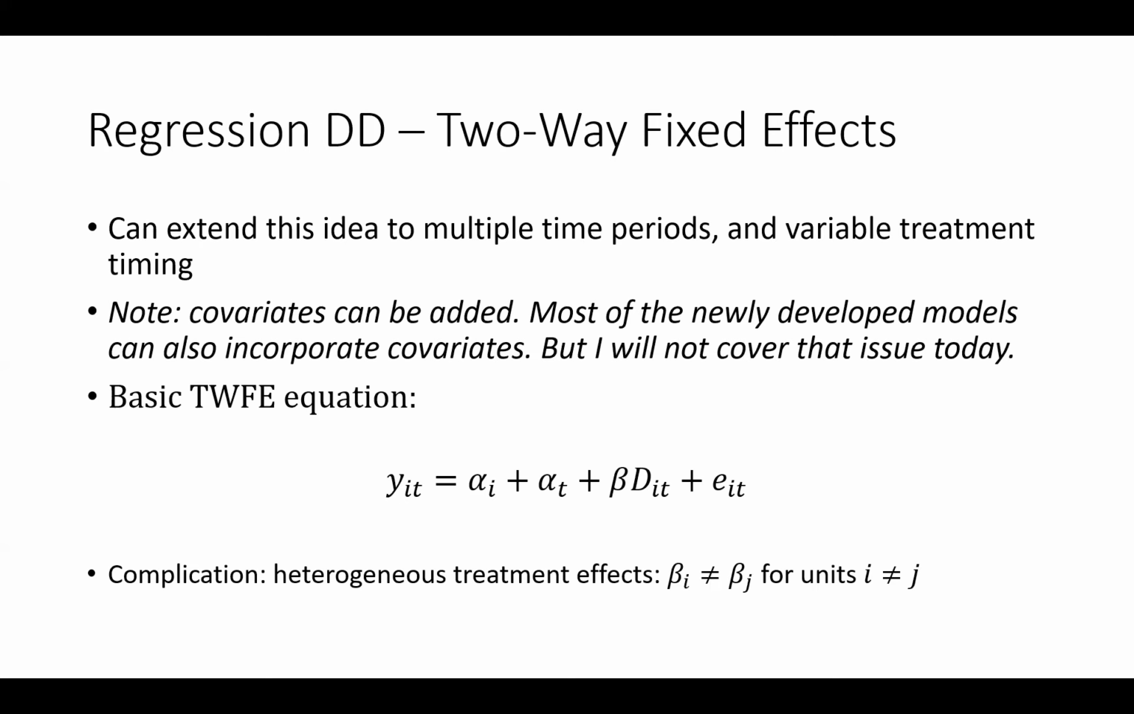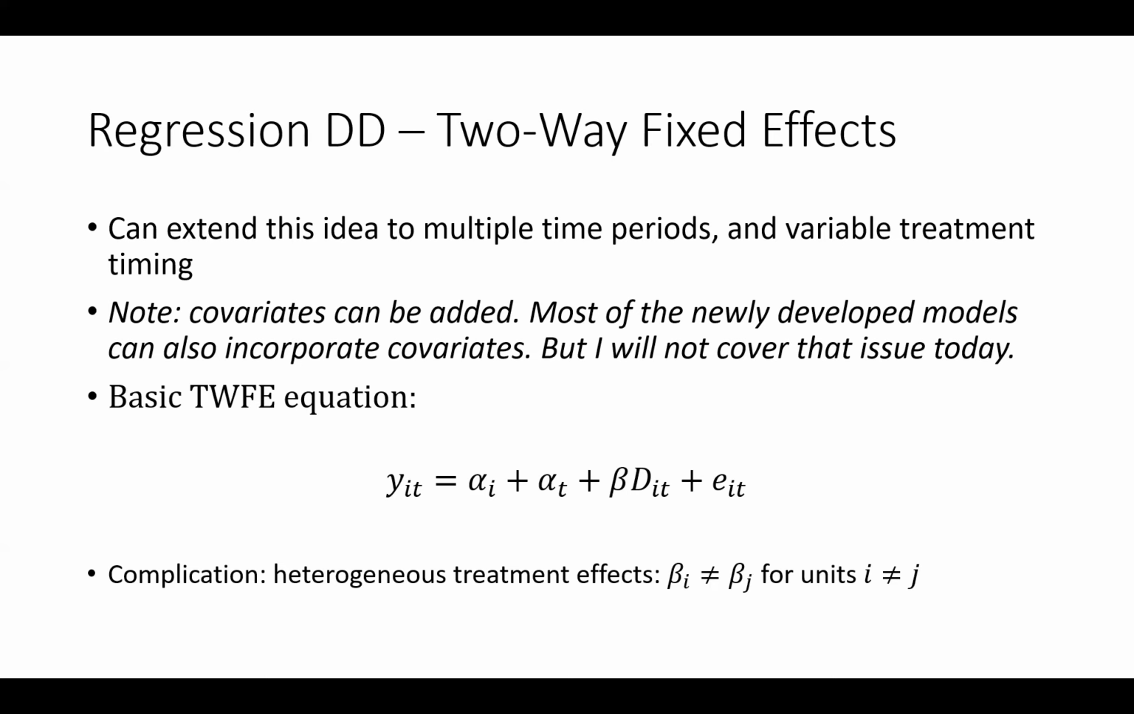Okay. So an extension of the difference in difference is regression difference in difference, or the two-way fixed effects model. You can extend it to multiple time periods, which is that diagram that I just showed you. You can also extend it to the case where different units get the treatment at different times. Essentially, they just get a dummy variable for being in the post-treatment period, depending on wherever they started treatment. And you can also add covariates to this model.